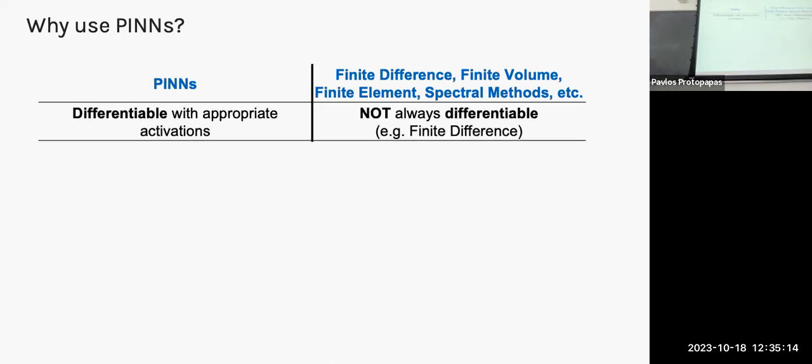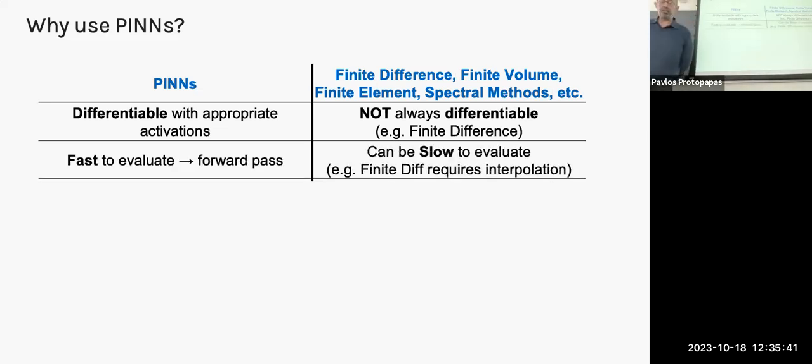First one is differentiable. My solution is differentiable. And why is that important? Well, because I can do a lot of fun things with that. I can discover parameters. So I can actually find potentials. We have done many examples of that. Finite difference solutions are not always differentiable. There is some degree of differentiability you can do, but you have to know what you're doing, and there's a limit to that.